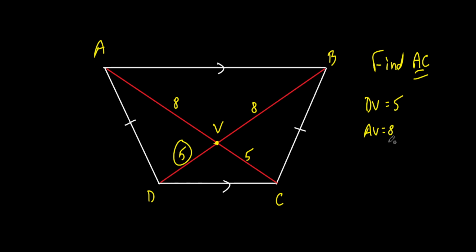What are you trying to find? AC. AC is super easy now. How do you find from A to C? Add them up. That's right. From here to here is 8, and then from here to here is 5. What do you do to get the whole entire thing? Just go 8 plus 5. What's that? 13. And so AC would be 13. And that's how you do that.